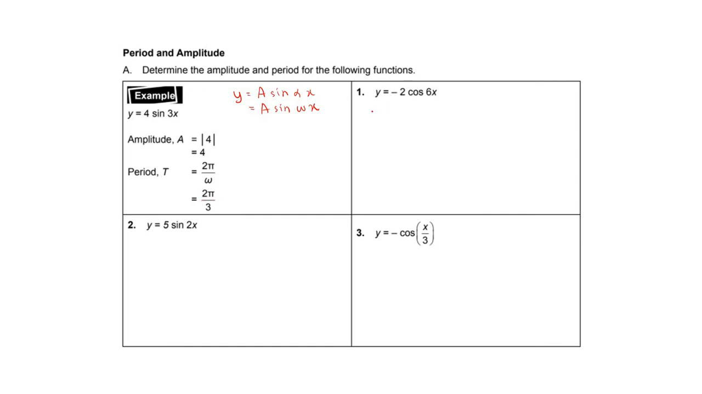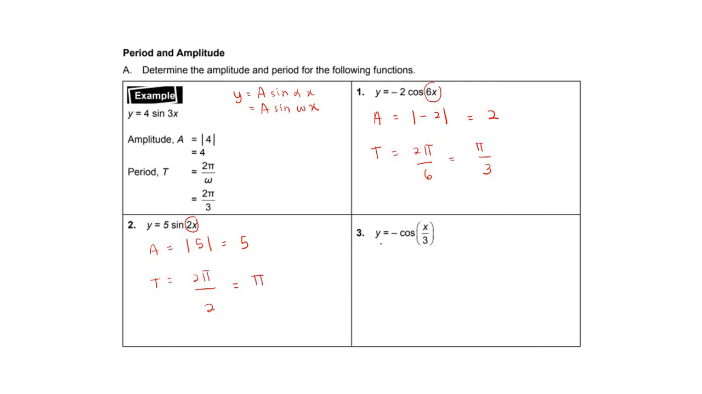Okay, for question number 1, to find amplitude equal -2. So amplitude equal 2. And then to find period t is 2 pi over here 6x. 2 pi over 6 simplify pi over 3. Question number 2, to find amplitude equal modulus 5 equal to 5. To find period, 2 pi over, so here is 2x. 2 pi over 2 equal pi.